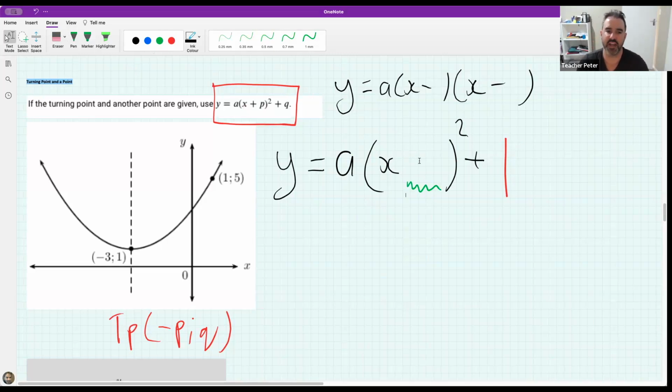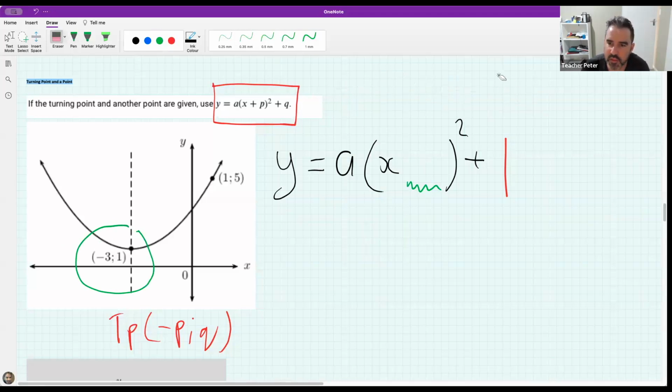If I'm trying to say, look, I know the turning point is -3, and I know this is the standard form, what is going to be next to this? It's actually going to be a plus, yes. And a plus what? It's a 3, yeah. Because if you took this form and asked what is minus PQ, it would be -3, 1, which is the turning point you got here. So that works out fine.